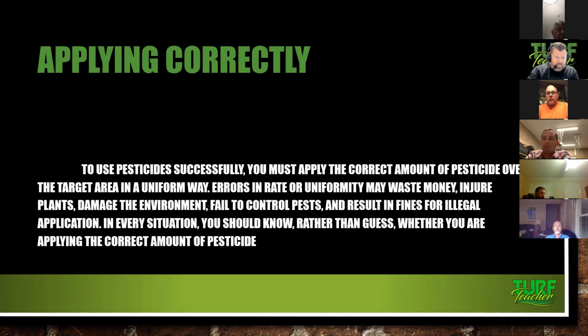Now, back to that subject of incorrectly identifying the pest. So what do you think the second most popular reason we have a pesticide failure is? The amount of chemicals? Yes. Exactly what we're talking about tonight. Applying the incorrect amount would be the second reason why we have pesticide failures.